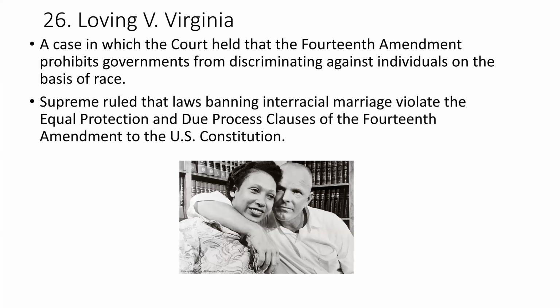Number 26, Loving v. Virginia. The case in which the court held that the 14th Amendment prohibits governments from discriminating against individuals on the basis of race. The Supreme Court held that laws banning interracial marriage violate the equal protection and due process clauses of the 14th Amendment to the U.S. Constitution. This is why black people and white people can get married today and have mixed race children.